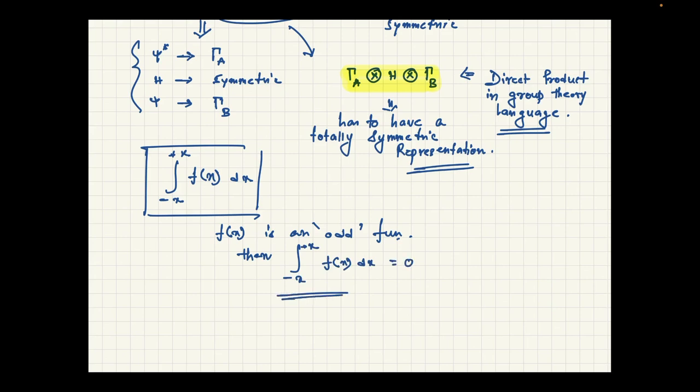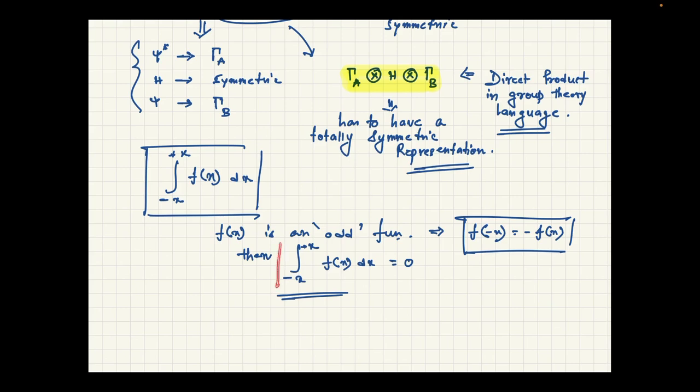Why? Because f(x) is an odd function. That means f of minus x will be minus of f(x), right? That means if you change x to minus x, then the functional value will get a negative sign. So f of minus x will be equal to minus of f(x). That means f(x) is an odd function. That means when you are doing this integration, so integration means summing, right?